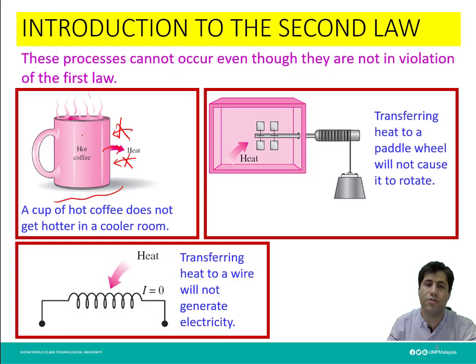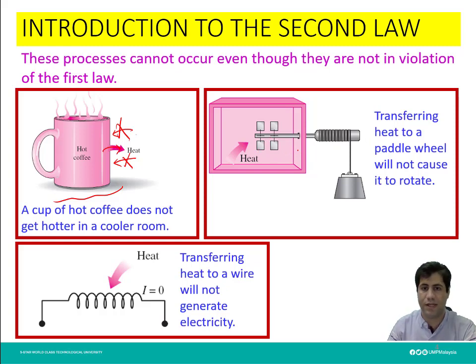Thermal energy is transferred only from the hot coffee here, which has a higher temperature compared to the temperature of the air, and this thermal energy can only transfer from a body, which is the hot coffee here, to a body with lower temperature, which is the air inside the room. We can only see that, and all of us have seen it like that. Another example is this one, transferring heat to a paddle wheel in the reverse direction.